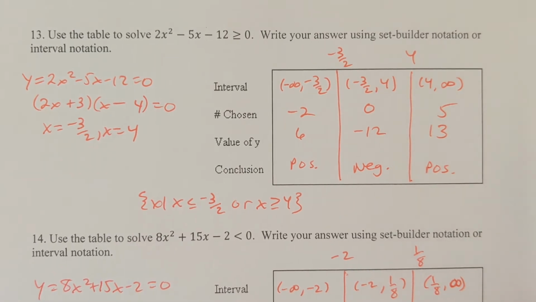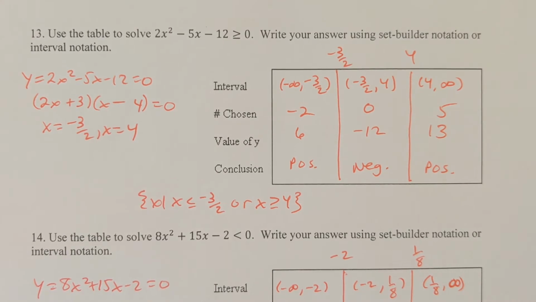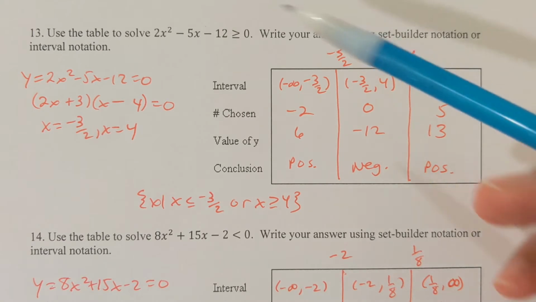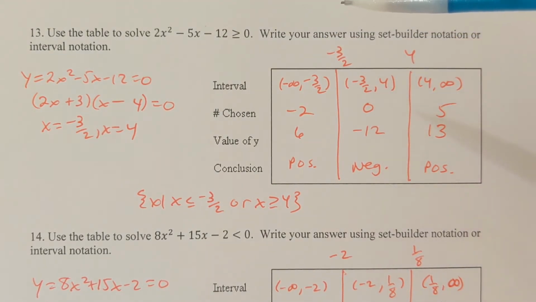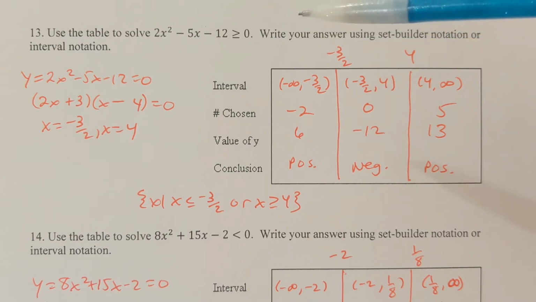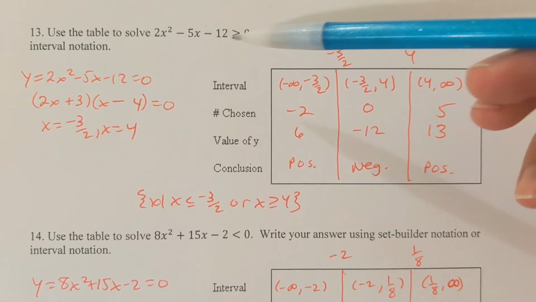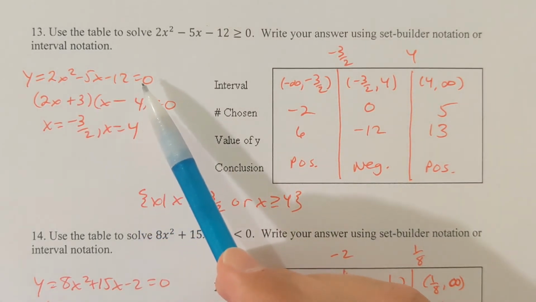Problem 13 and problem 14 are from section 3.4. So we're supposed to use the table to solve the inequality 2x squared minus 5x minus 12 greater than or equal to 0. Write your answer using set builder notation or interval notation. Okay, all the terms are on one side already. If they weren't, I would need to get them onto the left. And I'm going to call the left side y and set y equal to 0.